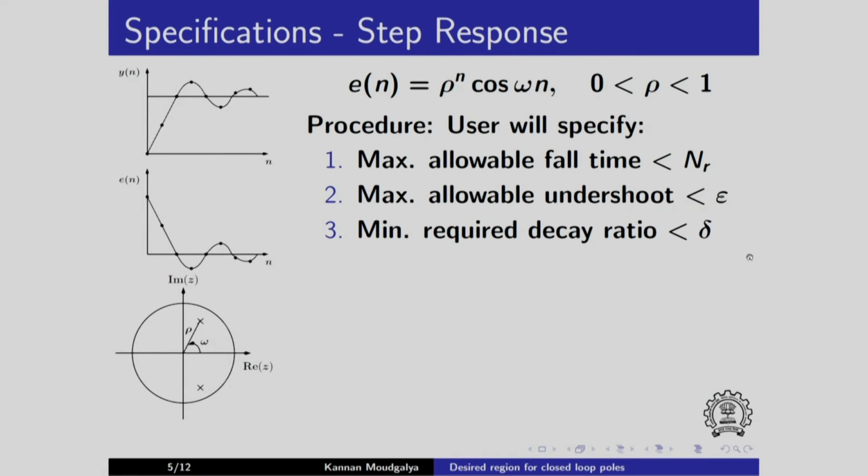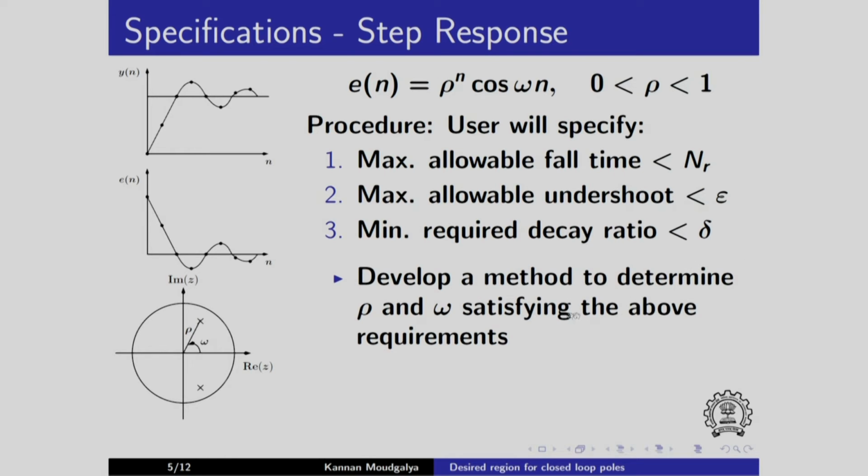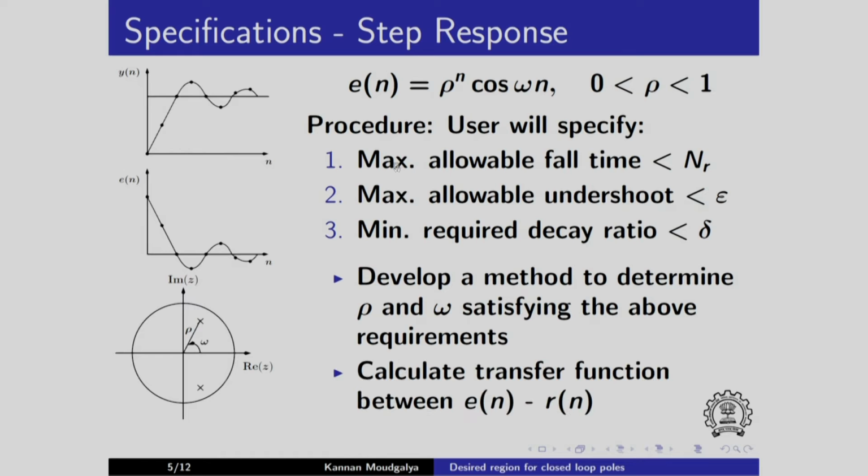Alright, once it is given, we will develop a method to determine rho and omega. This rho and omega are yet to be determined. So once we know that, we know the closed loop pole locations. We know E of n, then we can calculate the transfer function between the error signal E and the reference signal R. Maybe with that we can back calculate the controller GC. So this is the general approach.